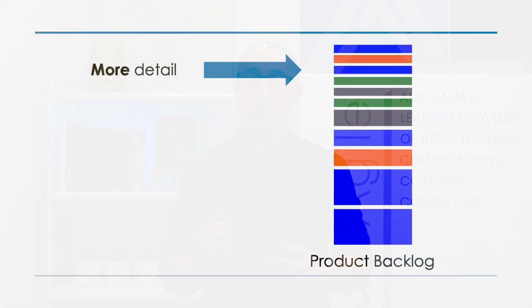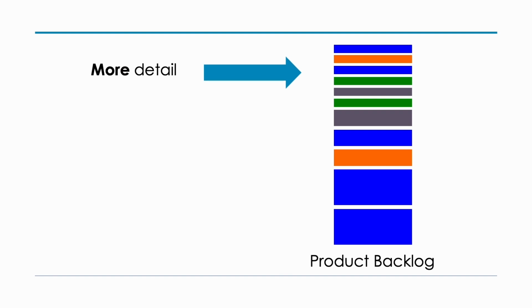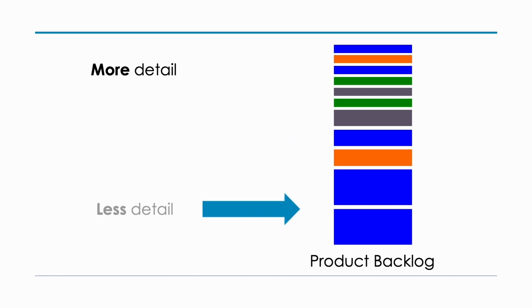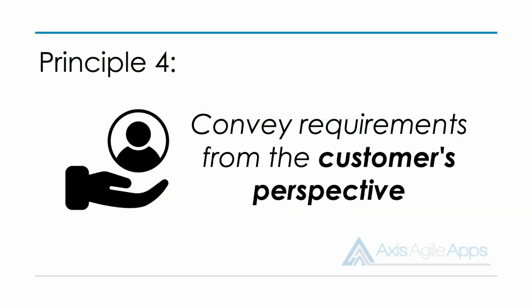So instead, Agile teams aim to have more detailed requirements for those that are coming up in the short term and less detail for those that we're going to deliver in the longer term. This enables them to, again, have a firm understanding of what they need to implement while still being aware of what they're going to implement in future and not wasting time specifying details that might end up changing. So for the requirements that we do document in more detail, we need to make sure that they follow the next principle, and that's to convey the requirements from the customer's perspective.